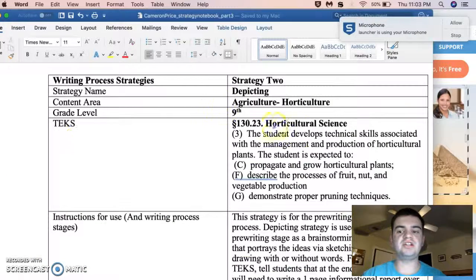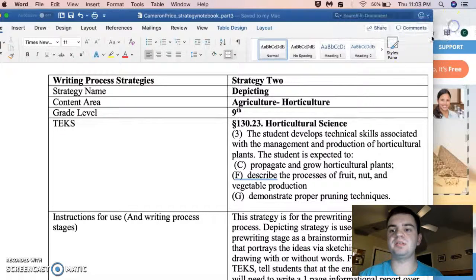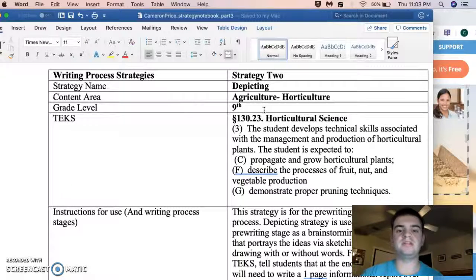Writing strategy 2 is called depicting. This depicting strategy was new to me, but it's pretty simple and easy to understand, and I still thought it'd be effective for different writers and learners. I'm going to use it in the agriculture, horticulture content area for grade level 9, or freshman, just because the depicting strategy is a little easier to use and understand.